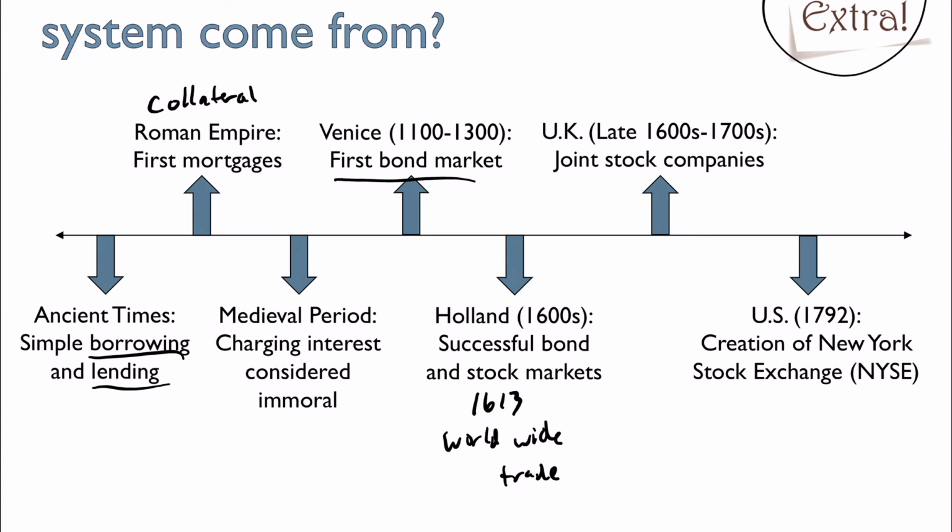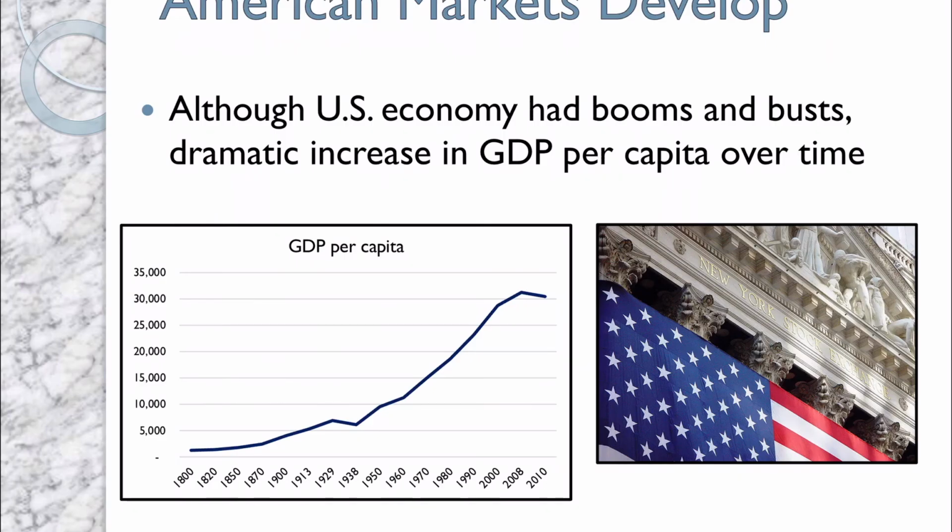Okay, so now let's turn our discussion to our American markets. This is showcasing where the New York Stock Exchange was developed. As I mentioned, 1792 was when American markets were actually developed. The first stock exchange was actually in 1531, but in 1792, that's when we had the New York Stock Exchange.